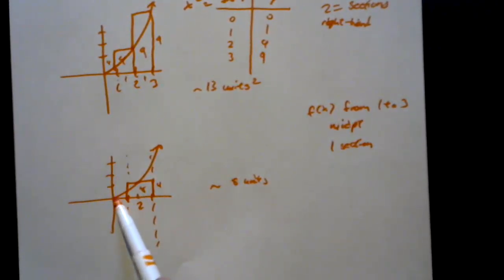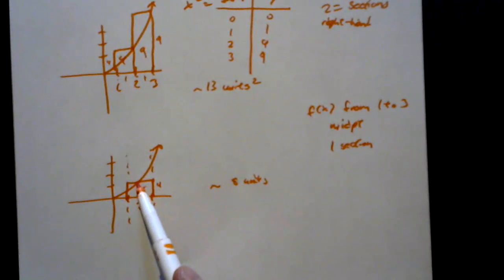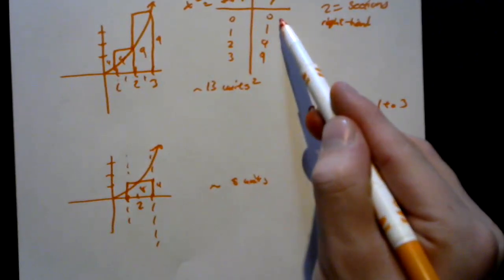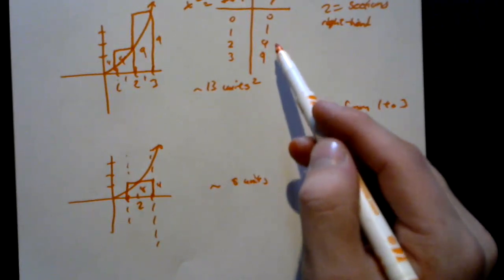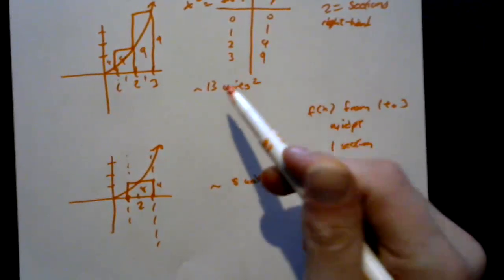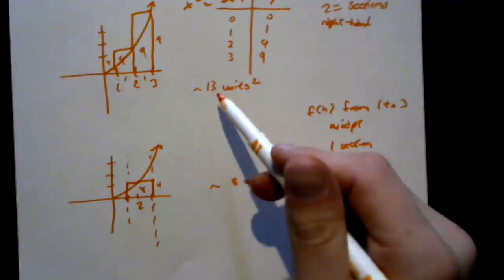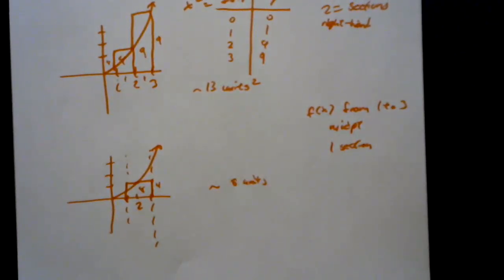So it'd be only doing this point, this point, and this point, which would only be 4 plus 1 plus 0, which is 5. So we have a left-hand Riemann sum of 5, mid of 8, and right of 13. So how do we make this more accurate? We use trapezoids.